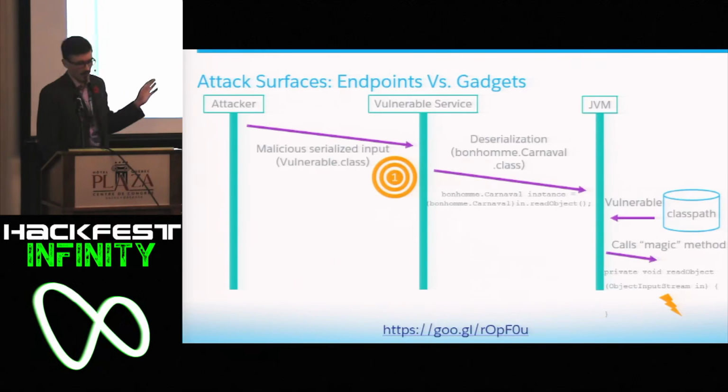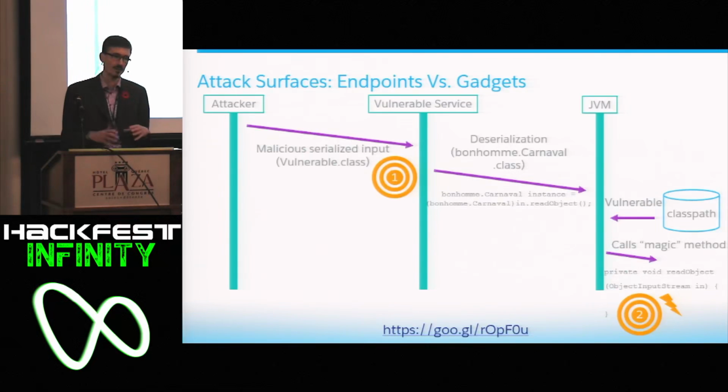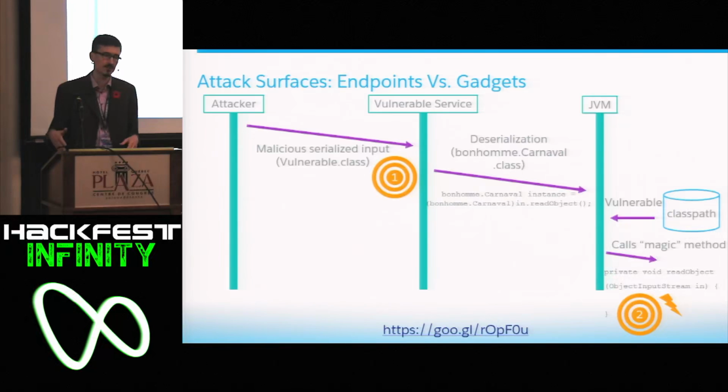So target number one here is what I call endpoints, right? And target number two is what I call gadgets. So obviously we need both, right? For a successful exploit, you need one and two. You need an application that takes arbitrary inputs and deserializes from it, and you need some classes on the server that have an unsecure magic method.